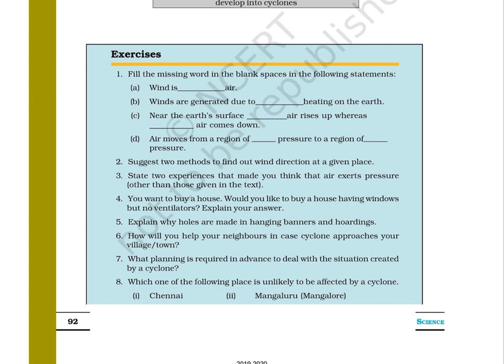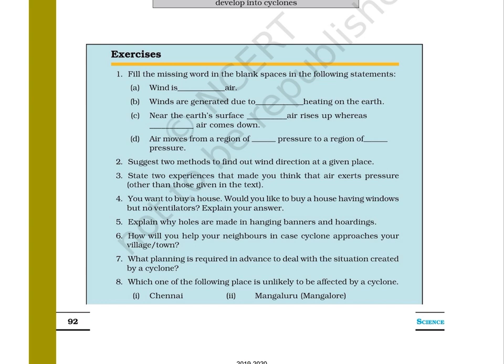2. Suggest two methods to find out wind direction at a given place. 3. State two experiments that made you think that air exerts pressure other than those given in the text. 4. You want to buy a house. Would you like to buy a house having windows but no ventilators? Explain your answer. 5. Explain why holes are made in hanging banners and hoardings.